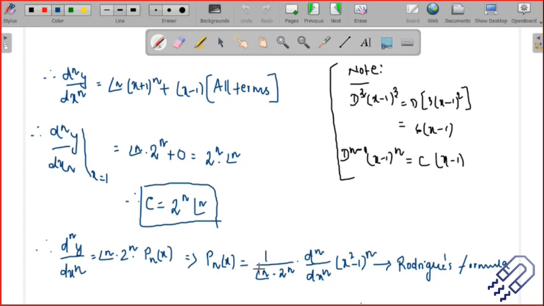Okay, 1 divided by factorial n and then 2 to the power n, and then we can differentiate this n times x square minus 1 to the power n. Okay, and then so on, and that way we can actually get different forms of Pn also. Okay, so we're going to just look into that later.